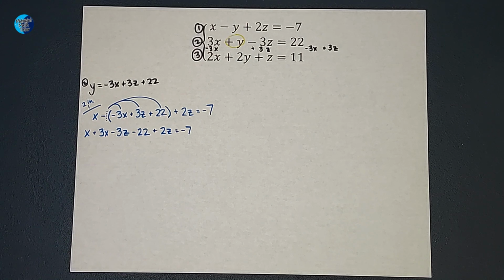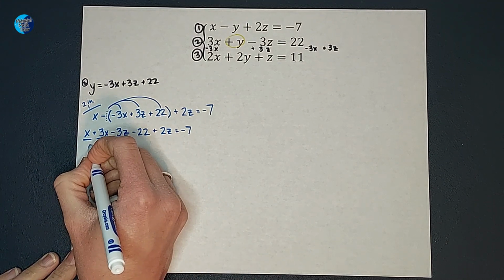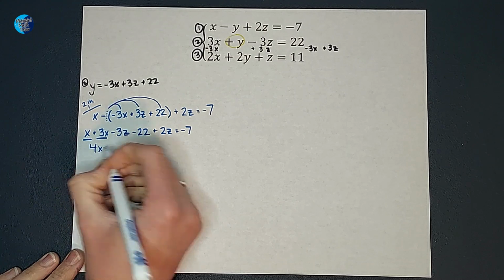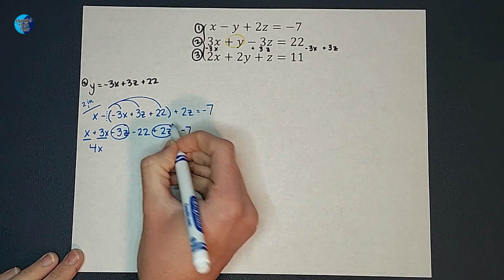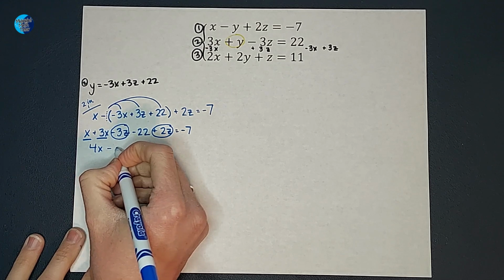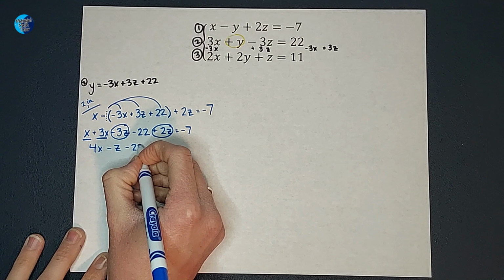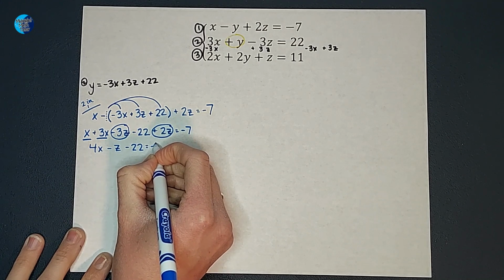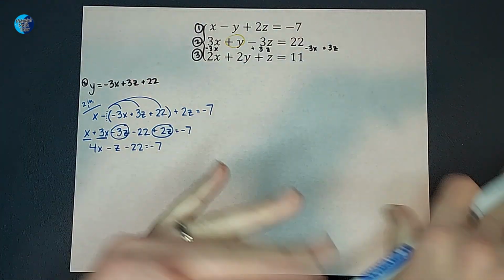All right, now I need to combine like terms. So I've got x and 3x, which are like terms. So that gives me 4x. And then I've got negative 3z and a positive 2z. When I combine those, I get a negative z. Then we've got the minus 22 equals negative 7.